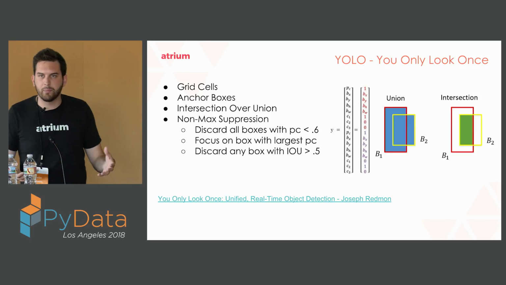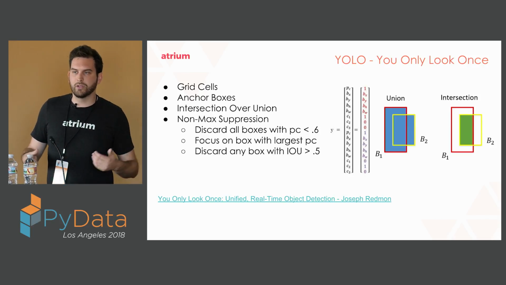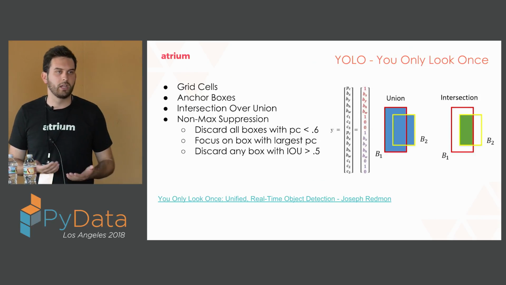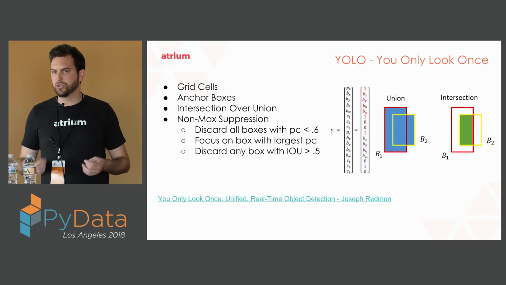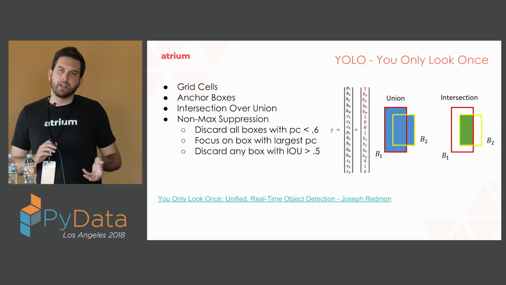And what I mean by overlap is they use a metric called intersection over union in order to do this. Intersection over union is just meant to measure the overlap between 2 bounding boxes. So you just take the area of the intersection of those boxes and divide it by the area of the union of those boxes.